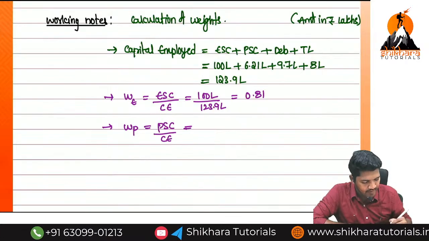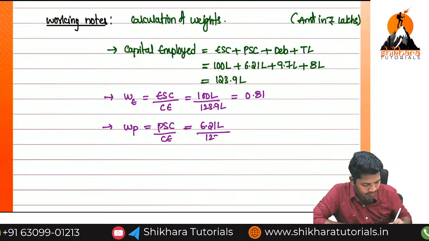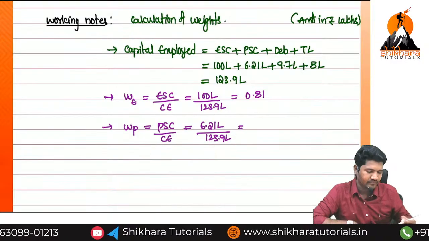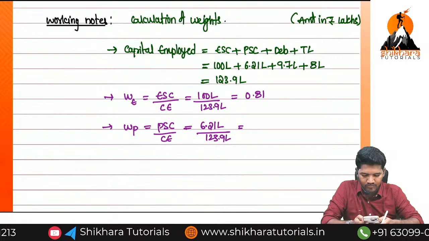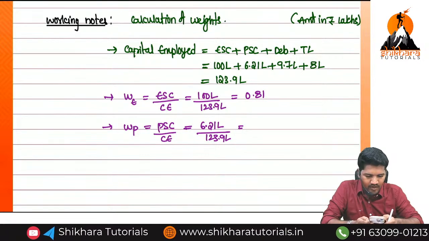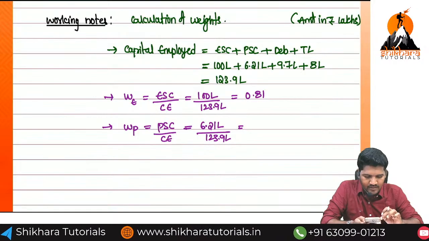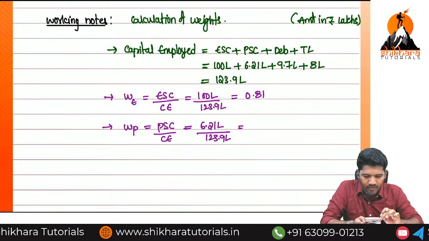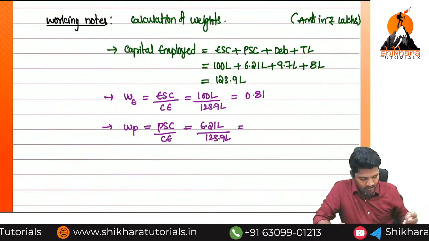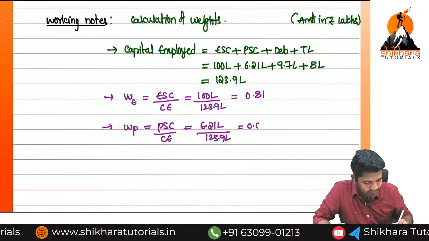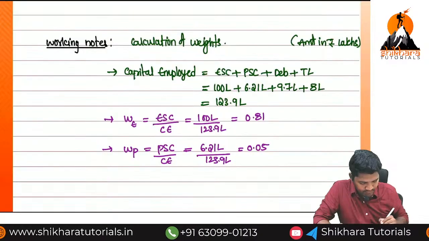Now weight of preference share capital is preference share capital divided by capital employed. What's the preference share capital amount? 6.21 lakh divided by 123.9 lakhs. Guys, online students also need to participate in this class, sir. Please comment on your answers. So what's the answer? 0.05.